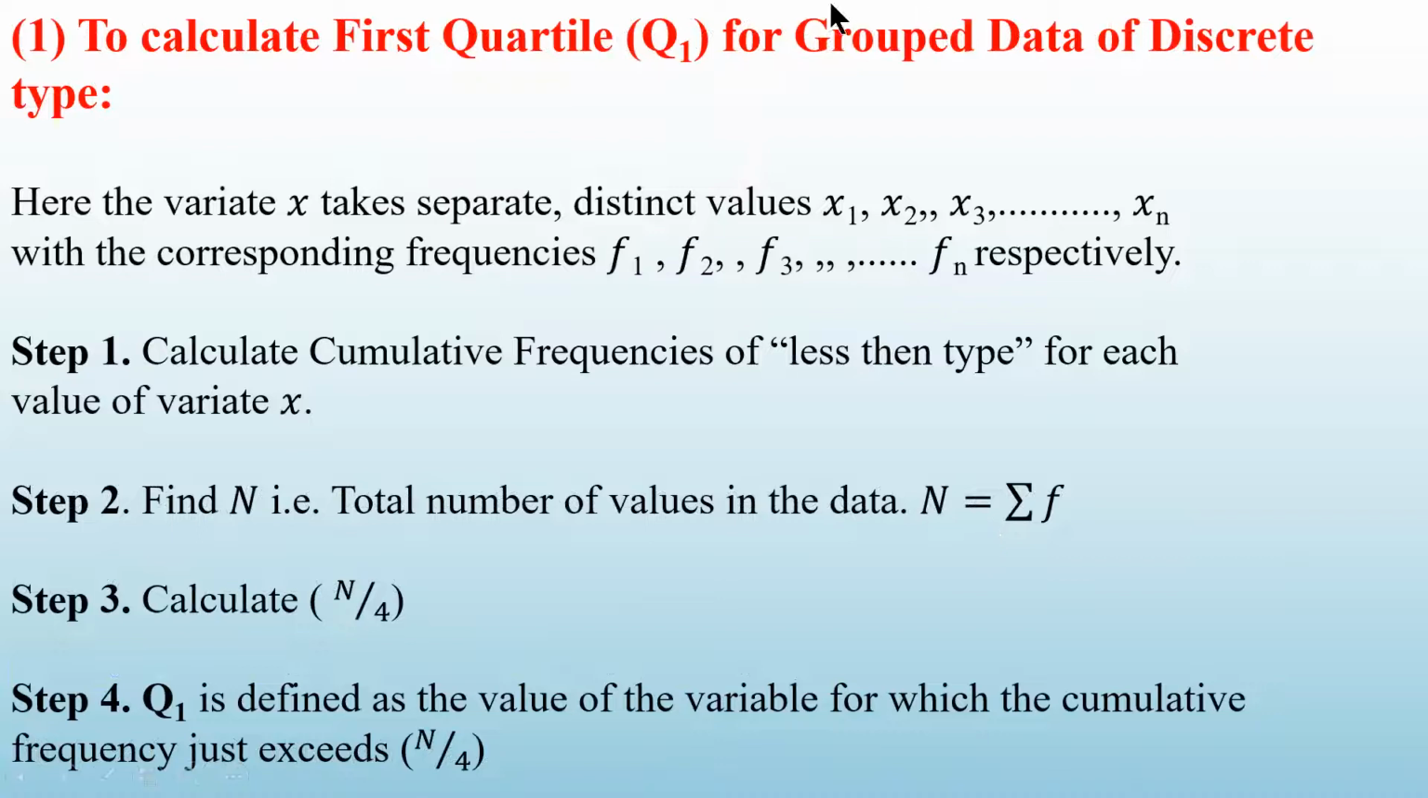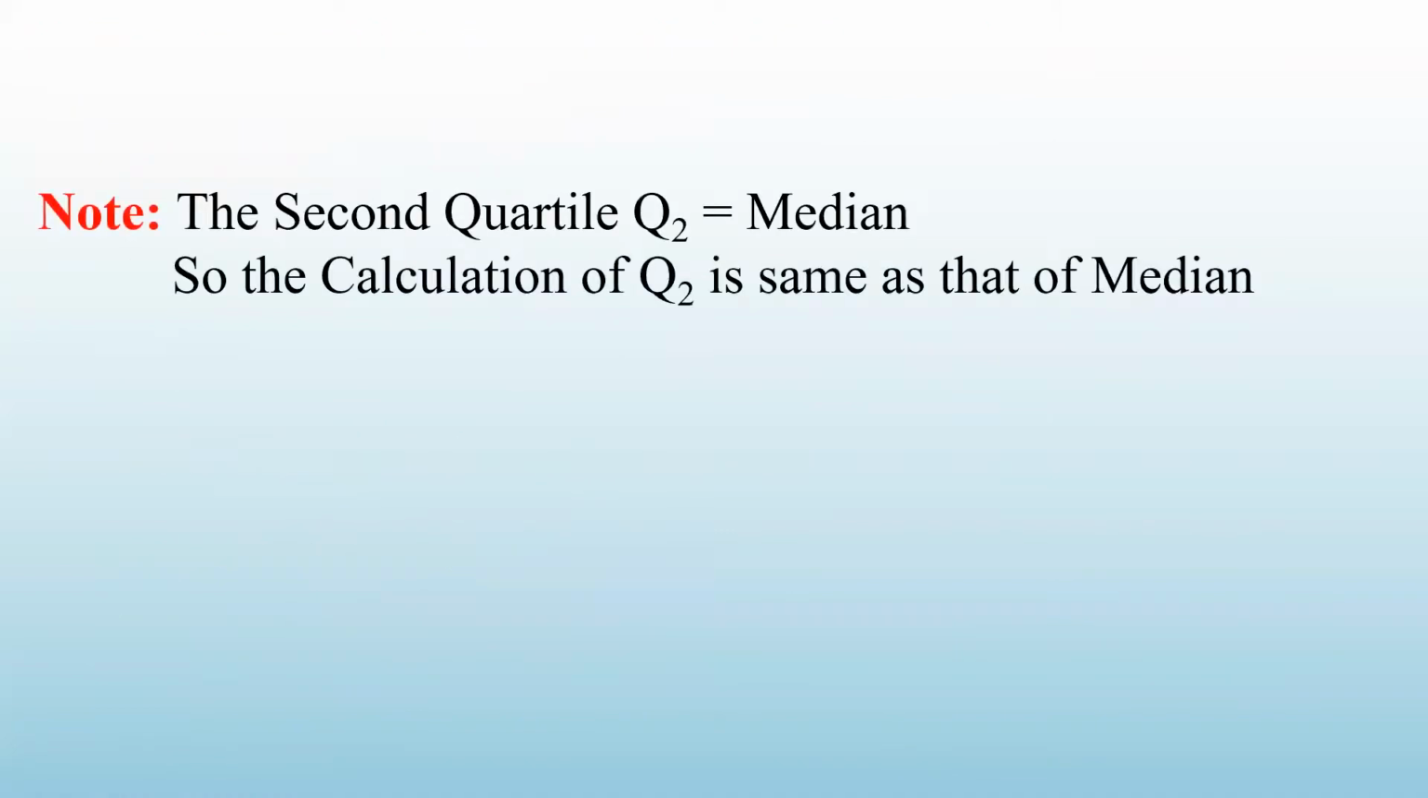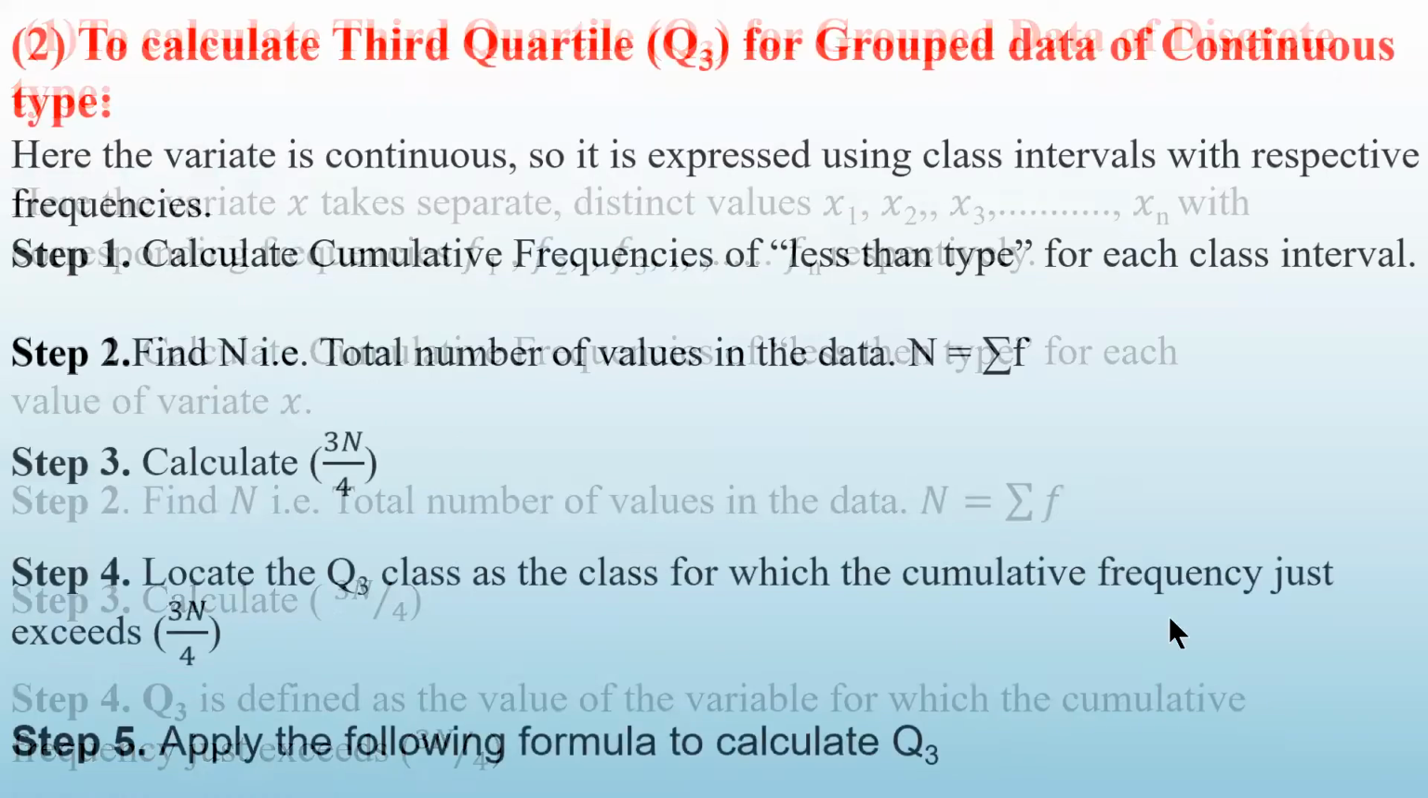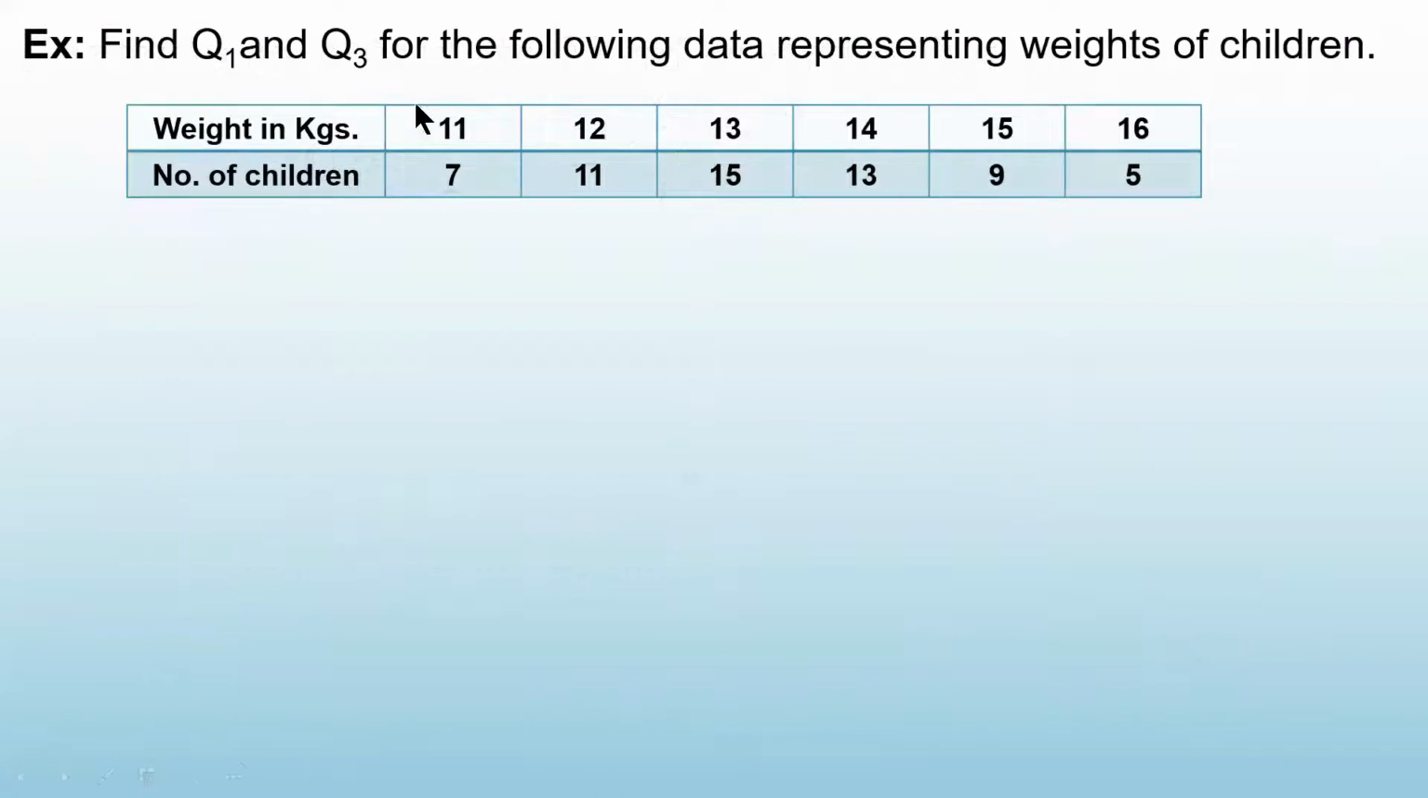Then we saw yesterday how to find the quartiles Q1 and Q3 for grouped data of discrete type. And if you remember, we solved one problem also. Look at this problem we did yesterday. You can go through the recording of the problem we did yesterday. Find Q1 and Q3 for the following data representing weights of children. This is a discrete type of data where weights are given as 11, 12, 13, 14, 15, 16 and the number of children with that weight, that is frequency. This we have already done yesterday, so I am not going to repeat it.